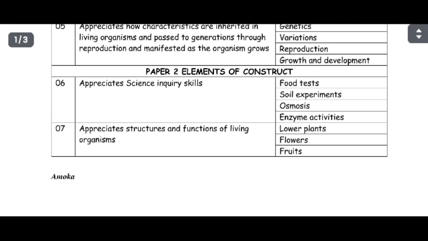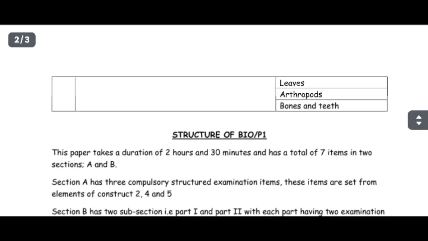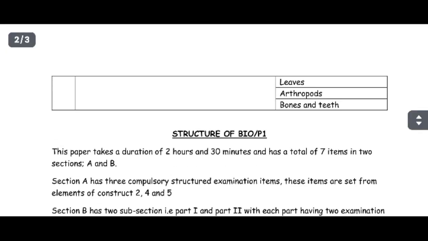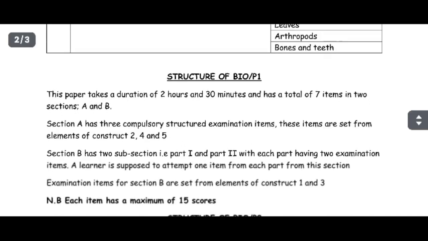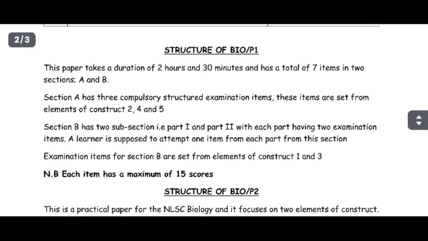Another one: a learner appreciates structures and functions of living organisms. Here we look at lower plants, flowers, fruits, leaves, arthropods, and bones and teeth. That is the element of construct in paper 2. So we are going to also look at the structure of the biology paper.